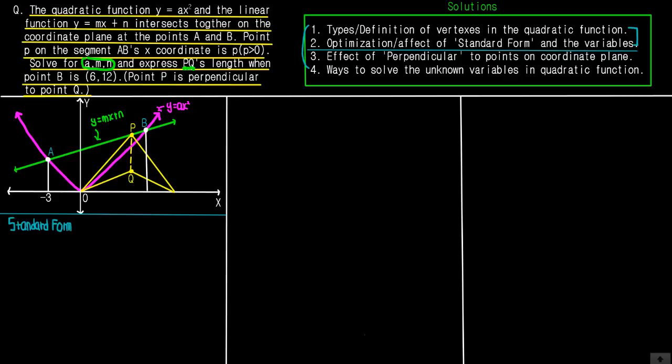The standard form, which is the most important or the most basic format in our quadratic function, will be y is equal to a times x squared plus bx plus c. This is what the standard form is. And let's think about what the standard form is optimized for. Well, the first thing is calculation. The standard form is optimized for calculation.